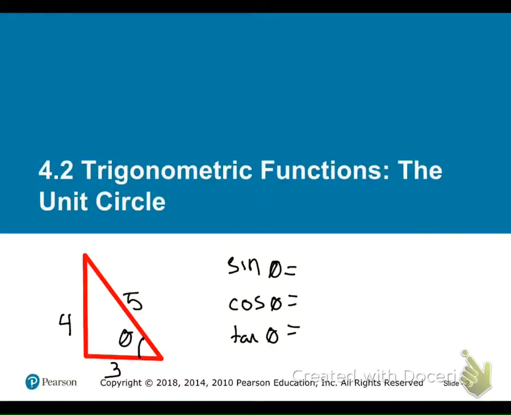So our bell ringer for this section, we see we have the angle theta. I'm sorry, it's an implied right angle. And then we see that we have the side lengths. This is a 3, 4, 5 triangle.